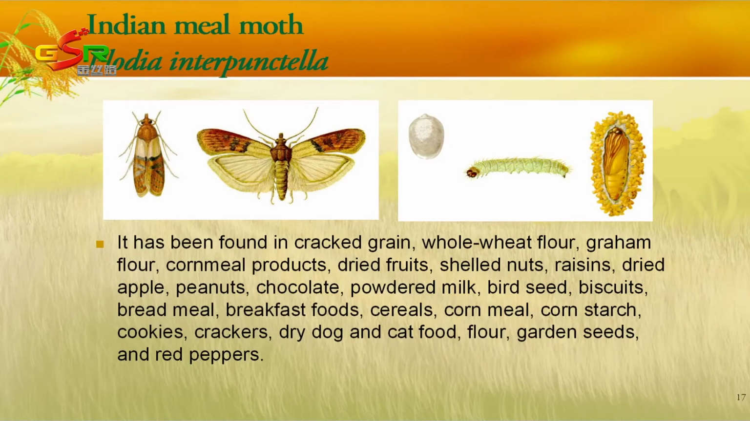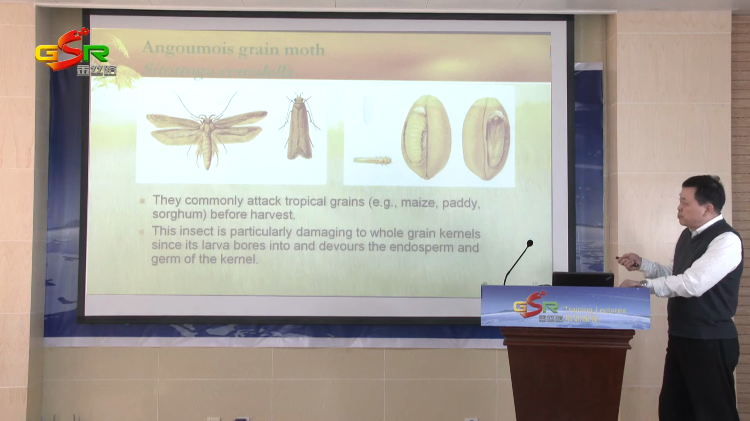Angoumois grain moth can usually be found after the harvest of the wheat in the summer. The moth lays the egg on the surface outside of the grain kernel. The young larva can bite into the grain kernel and develops from young larva to old larva and becomes the pupa.